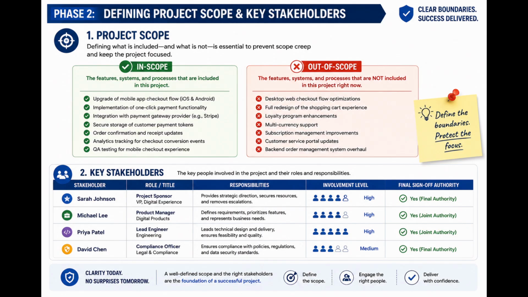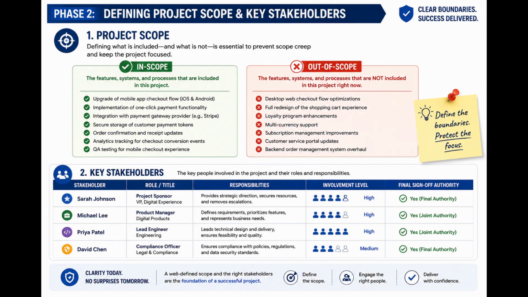Next is the second phase of our document layout running from the 2.5-minute mark to the 4-minute mark, which focuses on defining the project scope and identifying key stakeholders to prevent unauthorized scope creep. Inside your template, you must split this into clear in-scope and out-of-scope subsections to explicitly state what features, systems, and processes you are upgrading and exactly what you are leaving untouched for this phase.